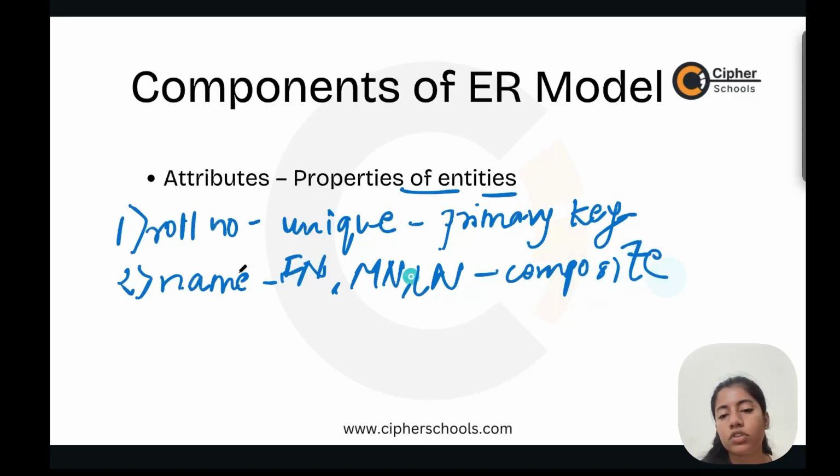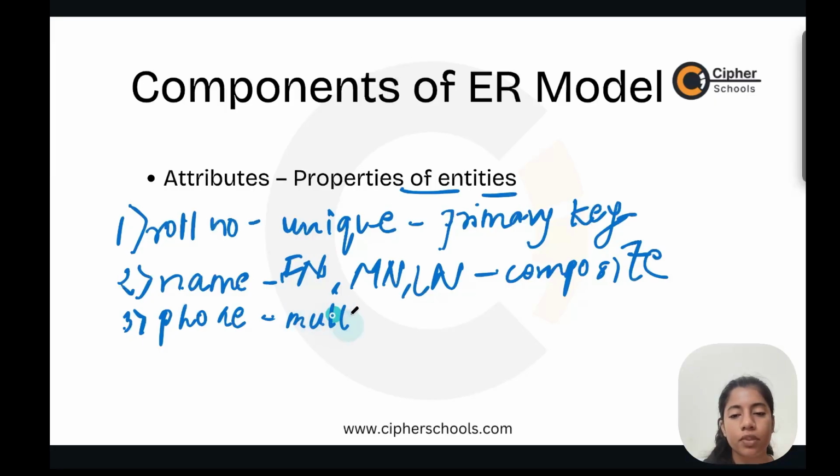Then there was the other attribute, which was phone number. Now a student can have their mother's phone number, father's phone number, and their own phone number. So there are multiple possibilities. They can have multiple phone numbers, right? So for this particular case, we call this attribute a multi-valued attribute. The next attribute which we discussed was address.